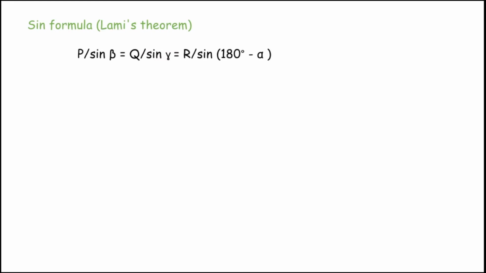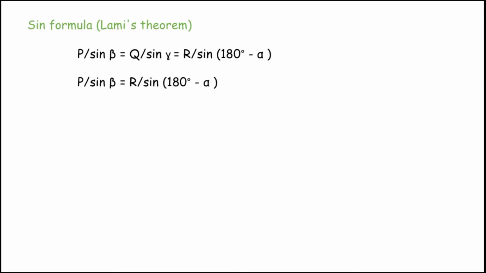To find the values of beta and gamma, we use Lami's theorem, the sine formula: P by sin beta equals Q by sin gamma equals R by sin(180 minus alpha). Now I am going to take the forces P and R. So P by sin beta equals R by sin(180 minus alpha).